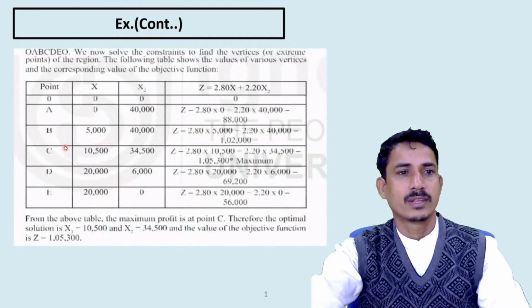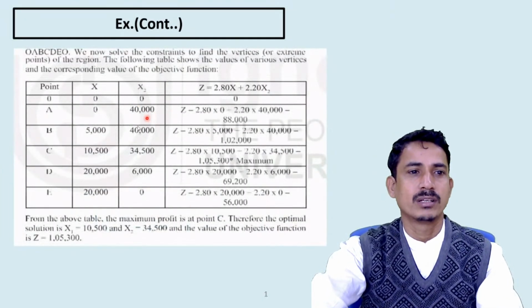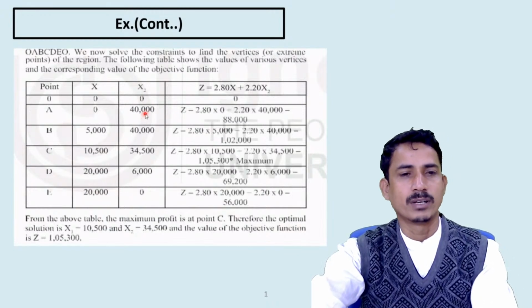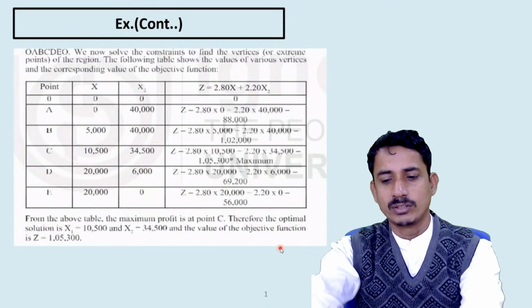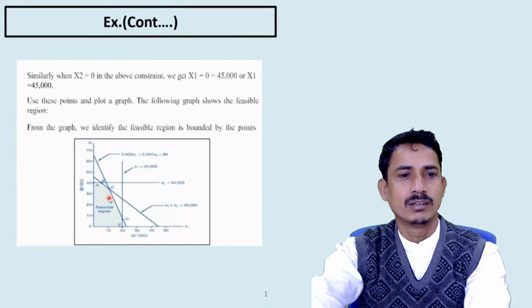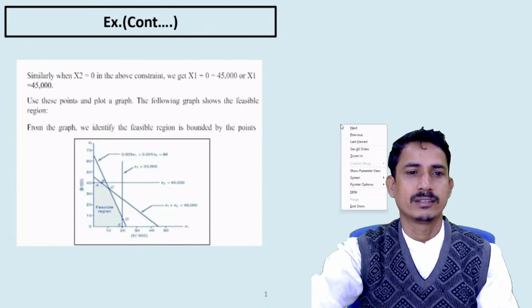You can say A point is 0, 40,000. E point is 20,000, 0. 20 means 20,000, and here 40 means 40,000. And other values you have to find out: B, C, D. If you are using graph paper, directly it can be known. Otherwise, you have to find in this way.